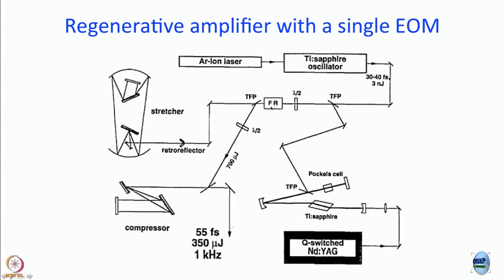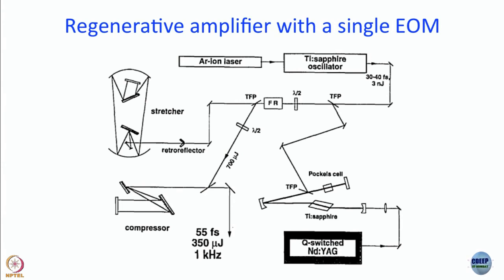So, then what will happen? It will still remain horizontally polarized, hit this thin film polarizer, get reflected into the compressor. Gets compressed, 55 femtosecond, 350 microjoule pulses come out at the rate of 1 kilohertz.